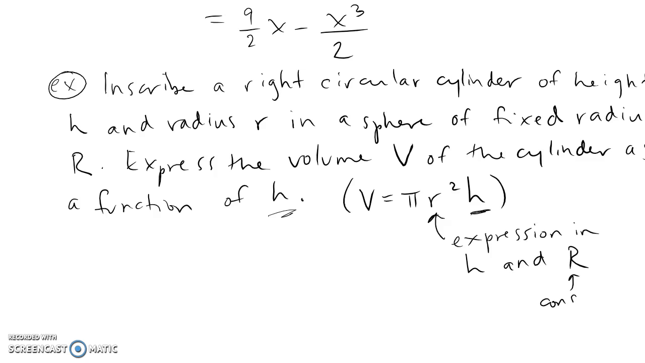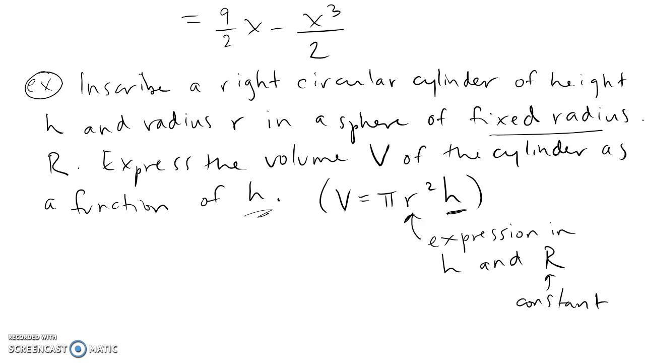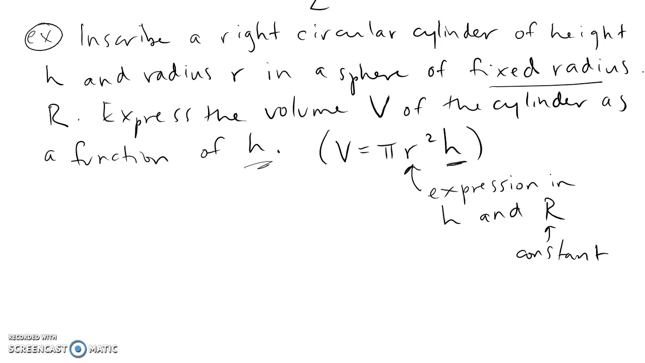Big R, by the way, is a constant. It says that it's a fixed radius, so it's not a variable. It's actually a constant. So we could put a number in there just to play if we wanted to, but basically what we're saying is that even if R ends up in our formula, the volume isn't going to be dependent upon that because it's a constant.